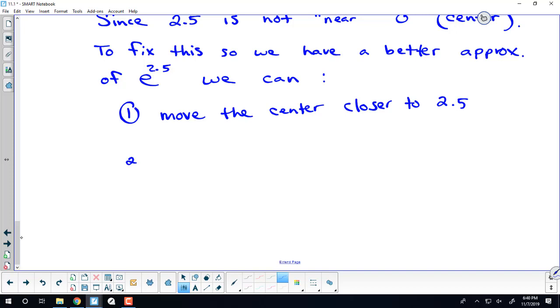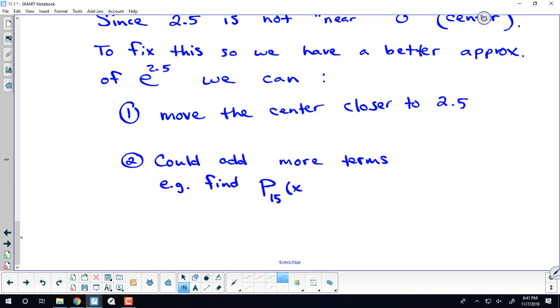And the other thing we could do, and this one won't always work, is add more terms. We only went out to the 4th degree, so we could go out to like the 12th degree or the 15th degree. And I'll just say, for example, we could find P sub 15 of x. But this does not always work.